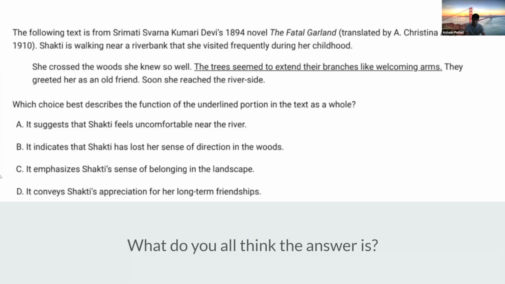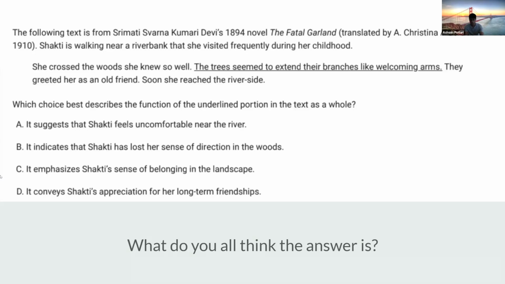A person does not usually feel uncomfortable in that kind of situation. So A does not make sense, since there's no mention that she feels uncomfortable or any sort of negative emotion. B indicates that Shakti has lost her sense of direction in the woods. Now, this has once again nothing to do with the question, right?